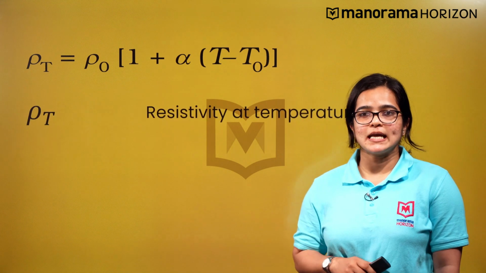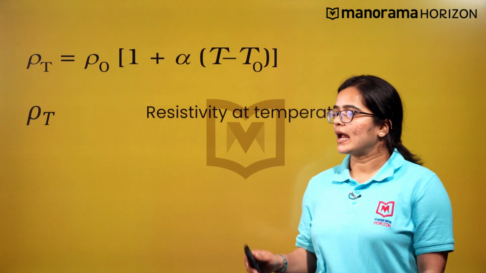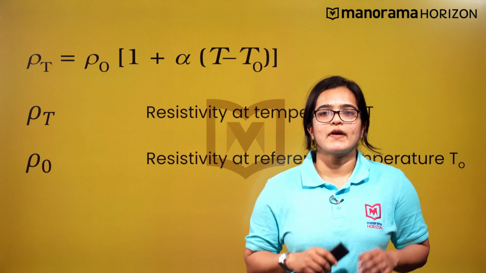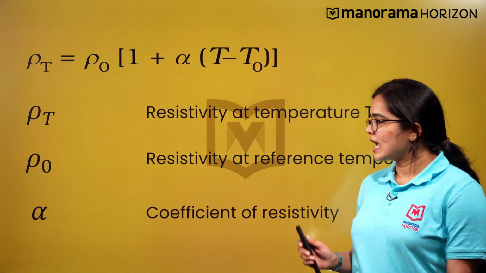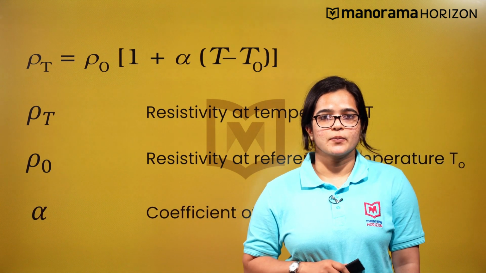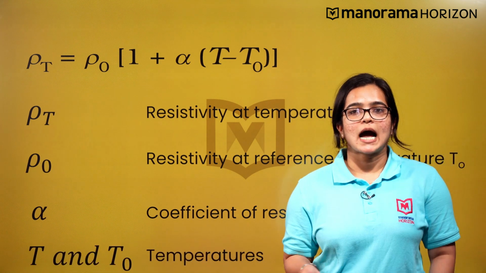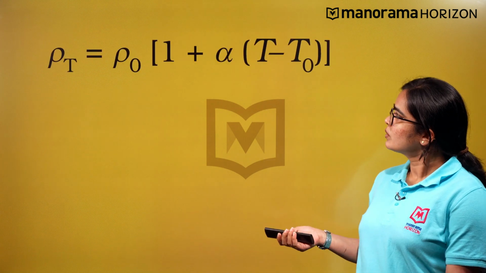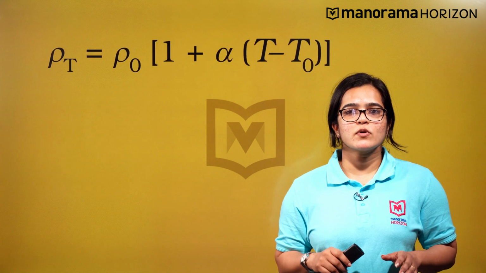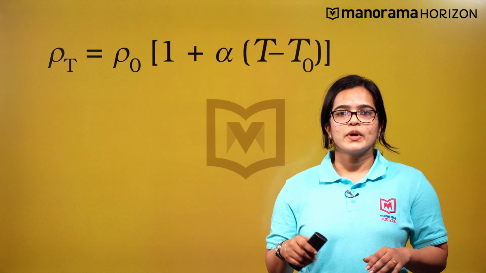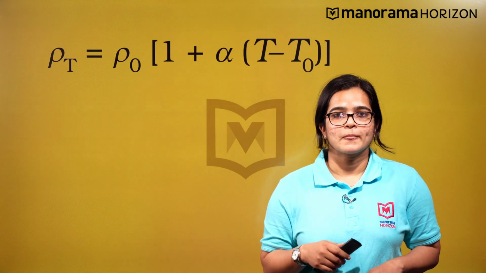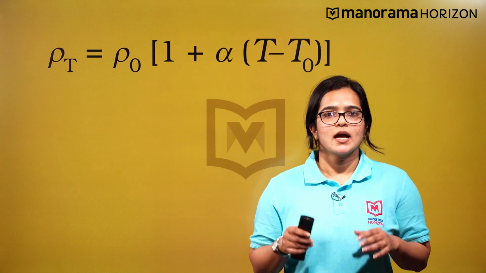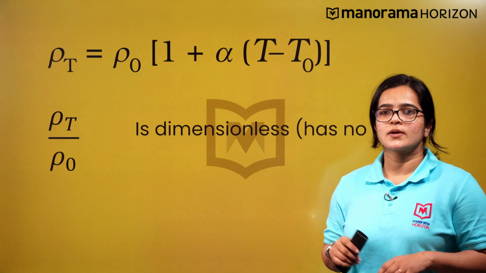Here, rho sub T is the resistivity of the material at temperature T. Rho naught is the resistivity of the material at a predefined temperature T naught, and alpha is the thermal coefficient of resistivity. Here, T and T naught are the temperatures between which the change in resistivity is happening. Now, in this equation, if we transpose rho naught to the opposite side, we get a ratio of rho T and rho naught. Since both the quantities have exactly the same units, the ratio is dimensionless. In other words, it has no units.